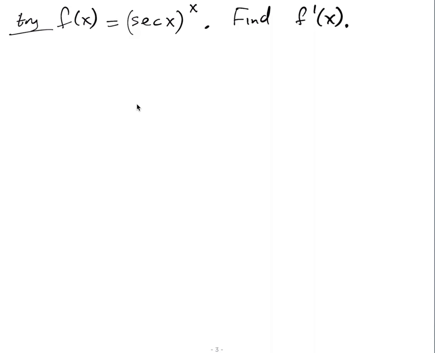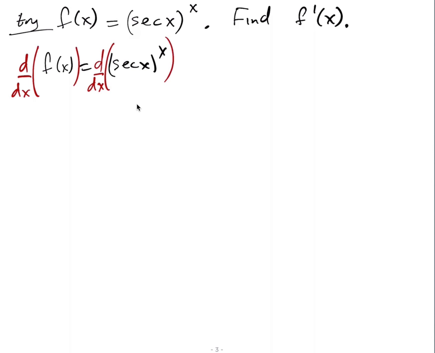Okay, so let me just rewrite the function down here. So secant x raised to the x. Okay, so you get the derivative of both sides, right? Getting ahead of myself here. You get the derivative of the ln of both sides. No, I'm just kidding. Yeah, okay. So ln of both sides, just making sure you guys are paying attention.